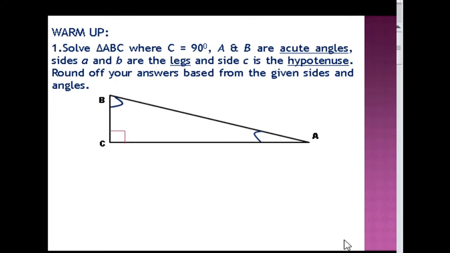Number 1. Solve triangle ABC where C is equal to 90 degrees. A and B are acute angles. Sides a and b are the lengths, and side c is the hypotenuse. Round off your answers based on the given sides and angles.